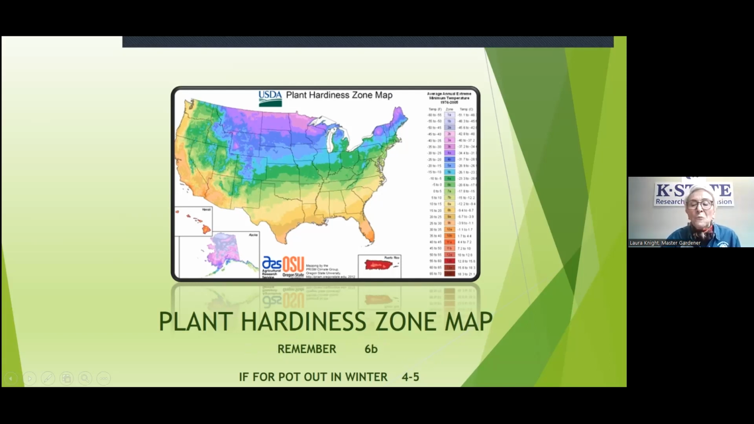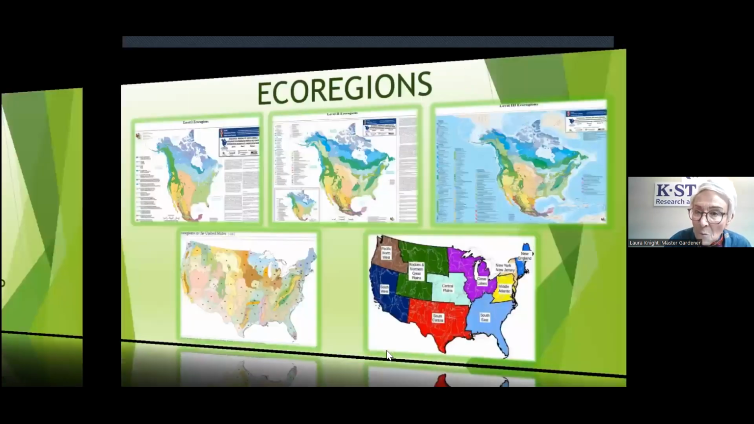But if you're going to buy a plant, whether a native or cultivar, whatever or not, and you're going to leave it outside in a pot, buy a zone 4 or 5, because those roots are going to be affected more.